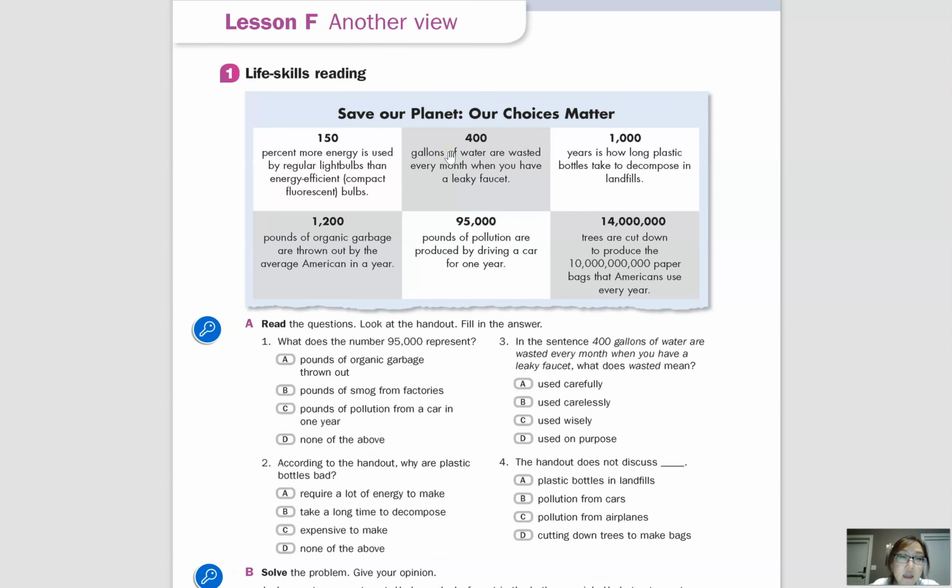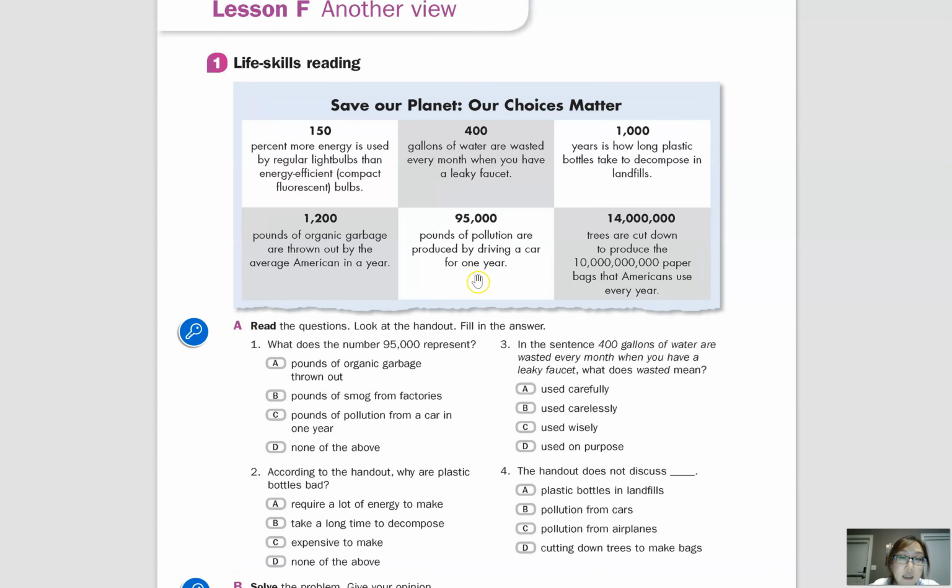Okay, so lesson F, another view. Let's take a look at this chart. Okay, the title is Save Our Planet. Our Choices Matter. Okay, so go ahead and look at the information in this chart and read it, and then answer the questions. And as always, practice making complete sentence answers. Okay, so pause the video and continue when you're finished.